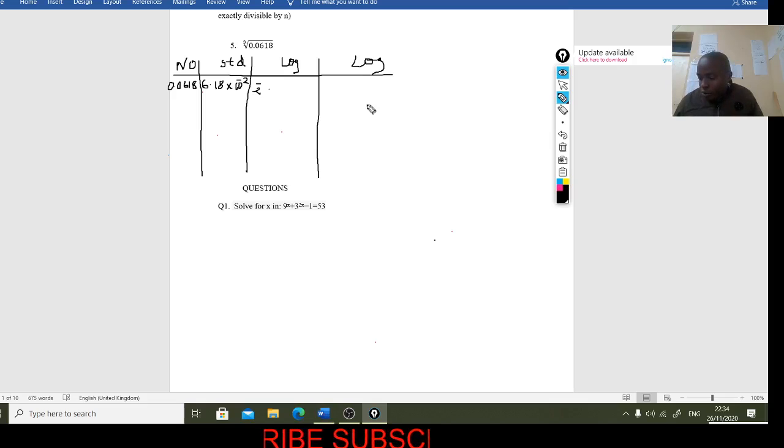You find that logarithm to be 7910. Then, because it is a cube root, that means times a third, so it means you divide by 3.